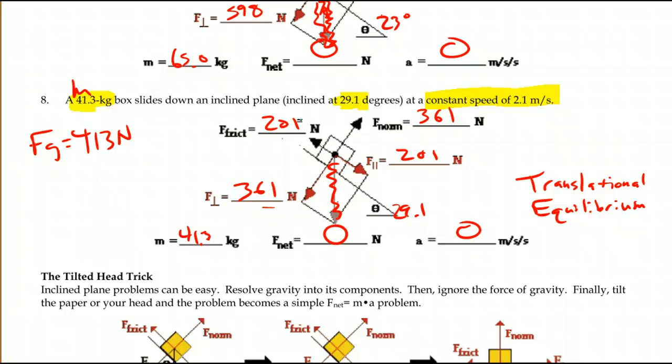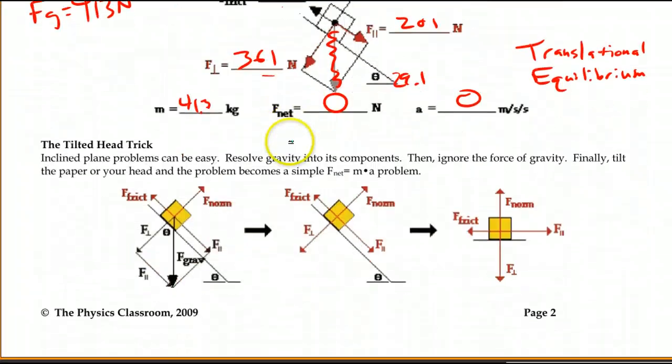Okay, we're just going to wrap up with a tilted head trick. Just recognize that if you take the paper in front of you and you just tilt it, you can take this object on an inclined surface and make it look to you like it's right back on a level surface, and we're right back to where we were before with what you may have thought were simpler situations.